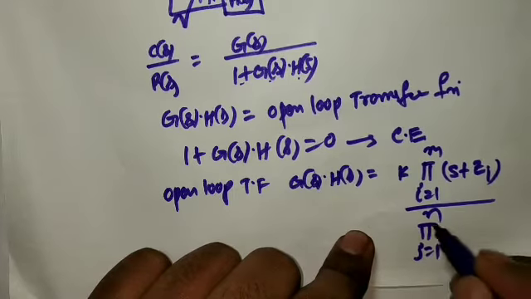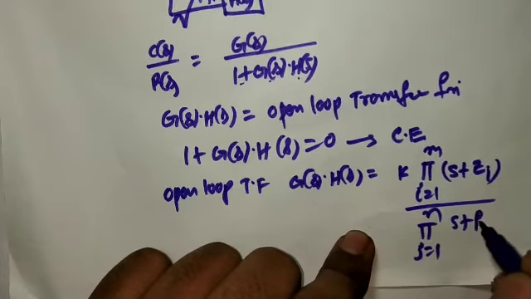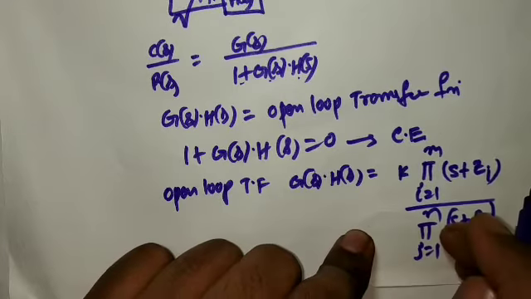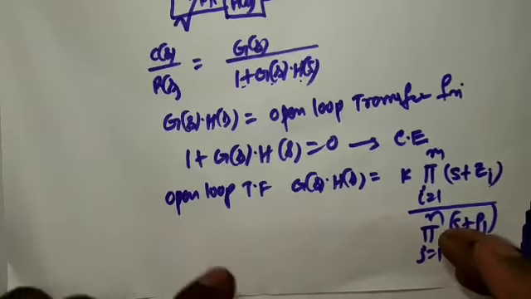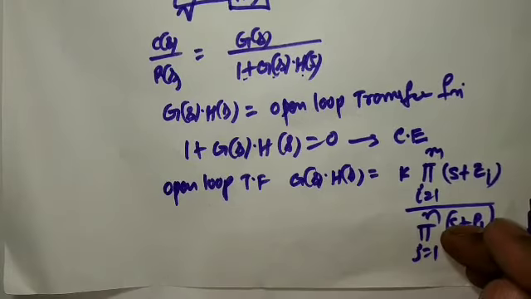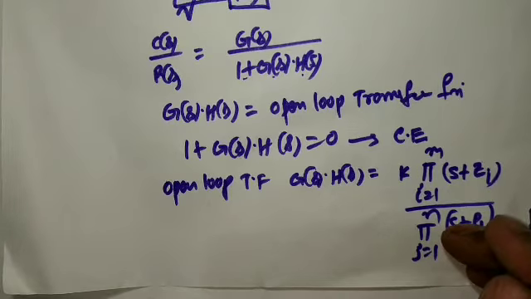So the product over j equals 1 to n of (s plus p_j). Here one thing we should understand: the poles could be in the right half of the s plane. This means open loop poles may be in the right half of the s plane. What is the condition for a system to be stable? All the poles should lie on the left half of the s plane.